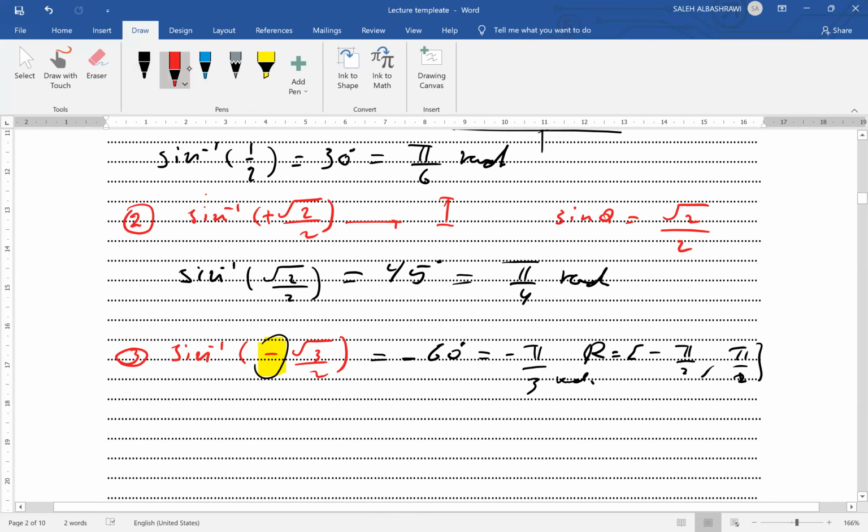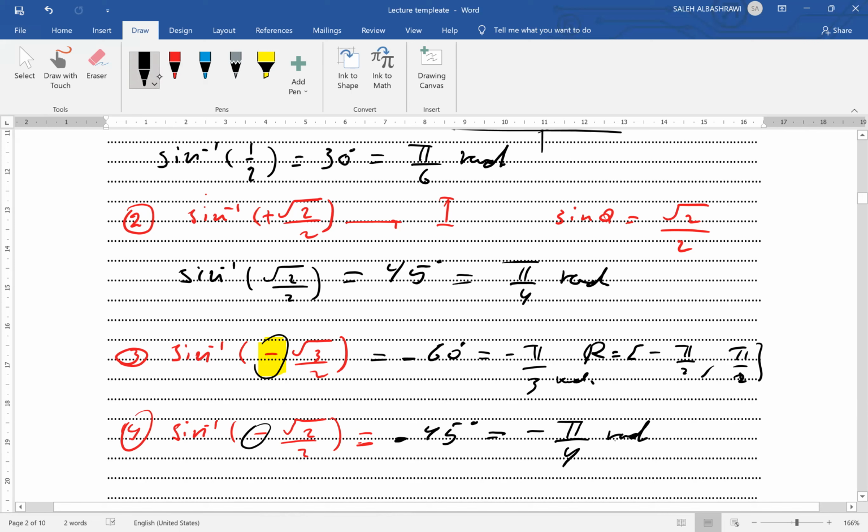One more, number 4. Sine inverse of minus square root of 2 divided by 2. This will give me a negative angle, and we know sine inverse of square root of 2 divided by 2 equals 45, and since we have a negative sign, this will be minus 45, which is also minus pi over 4 radian.